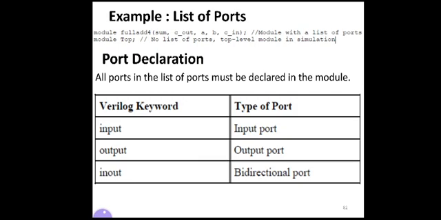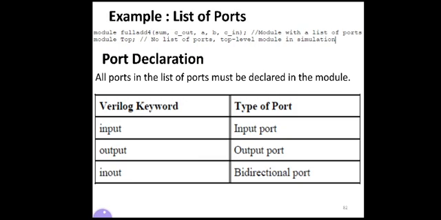Next, port declaration. All the ports in the list of ports must be declared in the module. In Verilog, the ports have keywords. The keyword input, all small case letters, is used for an input port, as the keyword itself suggests. For the output port, the keyword is output, all small case letters.